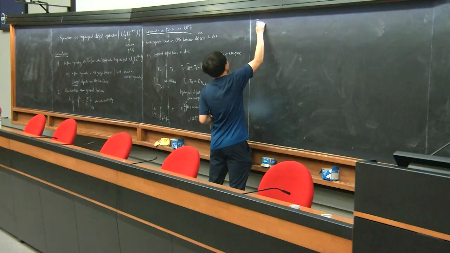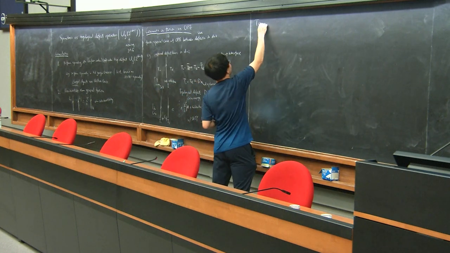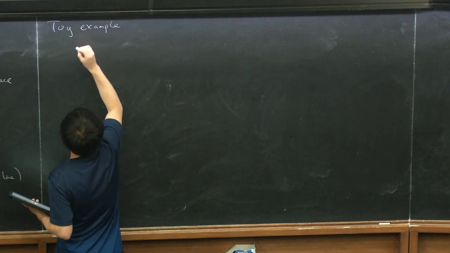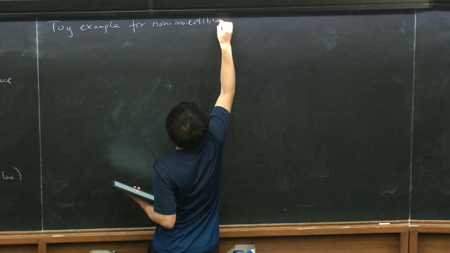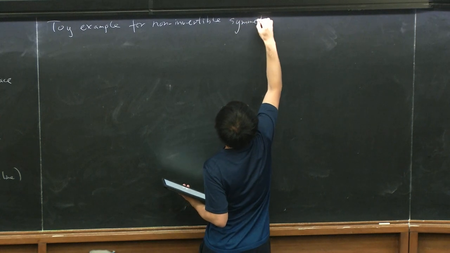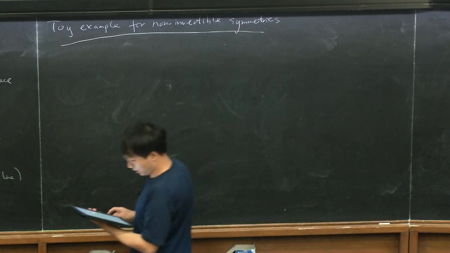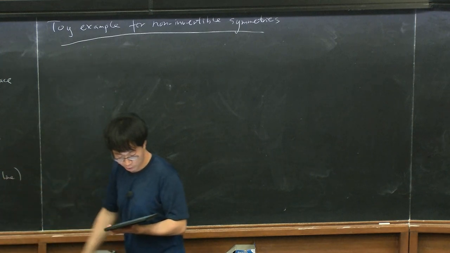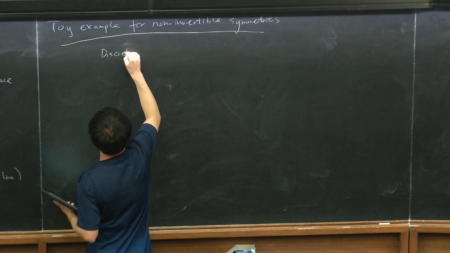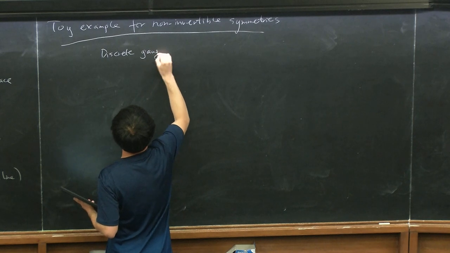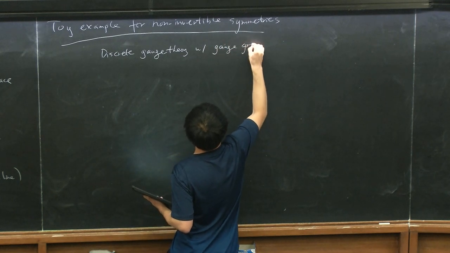All right, so let's fulfill this promise to provide some toy example before we jump into the general structure. Some toy example for non-invertible symmetries. The toy example of non-invertible symmetry will take place in a very simple theory, which is the discrete gauge theory, where the gauge group is a discrete group G, okay?